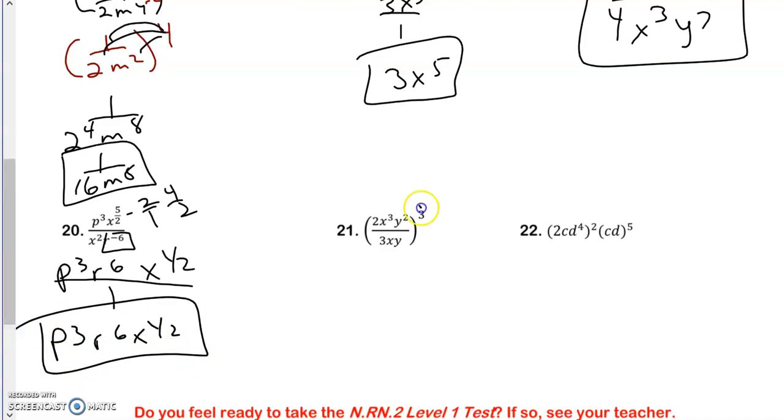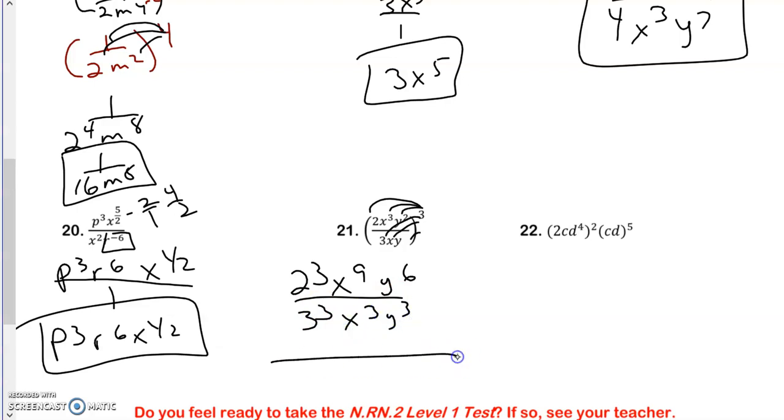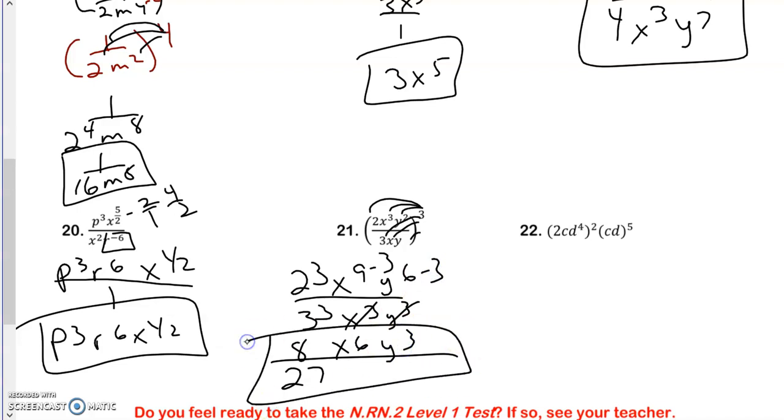Taking a look at this one, I'm going to need to distribute this all the way across. So it's going to be 2 to the third, x to the 9th, y to the 6th, 3 to the third, x to the third, y to the third. Now, 2 to the third is 8. 3 to the third is 27. I'm going to subtract 3 because that's smaller. I'm going to get x to the 6th. I'm going to subtract 3 again, and I'm going to get y to the third. And that would be my final answer.